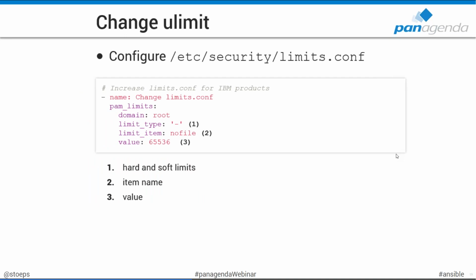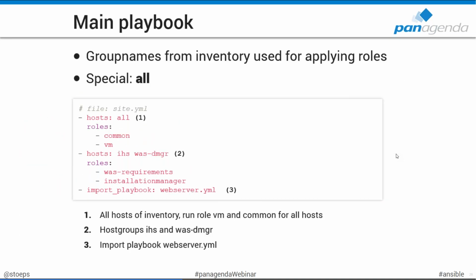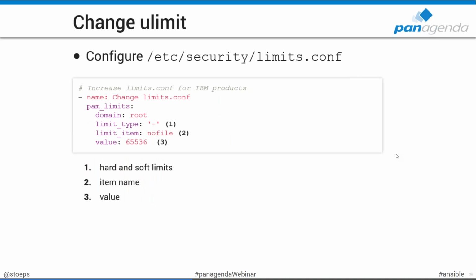So we already got here that for all servers we install common and VM. All servers in my connections deployment will have a single limits.conf definition. For WebSphere, I need to extend the number of open files, for example. So I can just define in my YAML the name. It's your decision if you want to name all of your tasks. I like to use names because then I see, when the playbook is running, which task is in the deployment at the moment, and I can see what happens when there is an error.